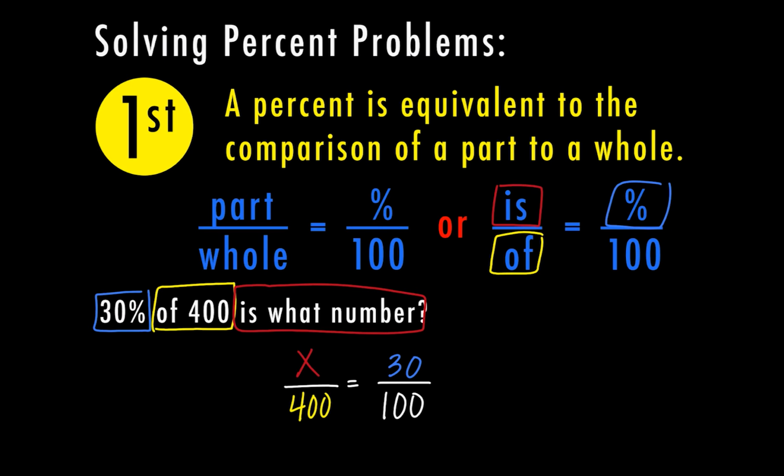So using this information in just this one little sentence, I can fill in the formula and then actually solve for the X. In this case, I can solve by saying that 100 goes into 400 4 times. If I take 30 times 4, I end up with the answer 120. So that means that 120 out of 400 total is 30%.